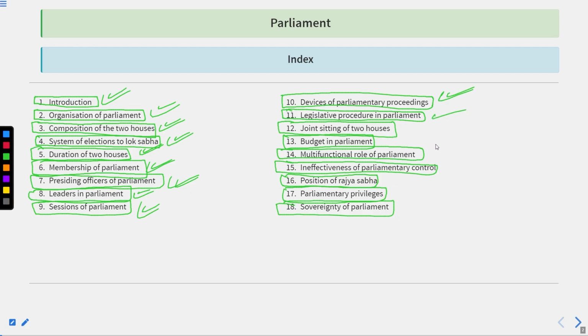The topic on which we were discussing was the legislative procedure in parliament. And the remaining topics are the joint sitting of two houses, the budget in parliament, the multifunctional role of parliament, ineffectiveness of parliamentary control, the position of Rajya Sabha, parliamentary privileges, and the sovereignty of parliament. So this is the picture that we have created so far altogether.